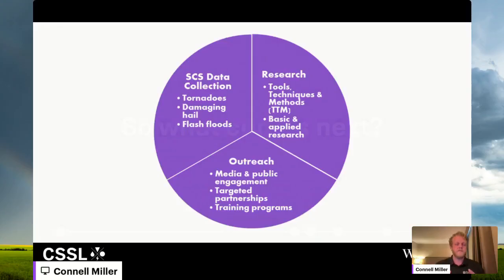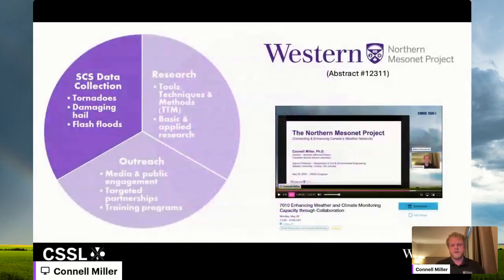There are three main things that we're currently focused on: one of them being severe convective storms data collection, one of them being research, and one of them being outreach. Talking about severe convective storms data collection, one of the first things that we did was to start the Northern Mesonet Project. I'm not going to go too much into detail about what exactly this is, but I did give a presentation yesterday about it.